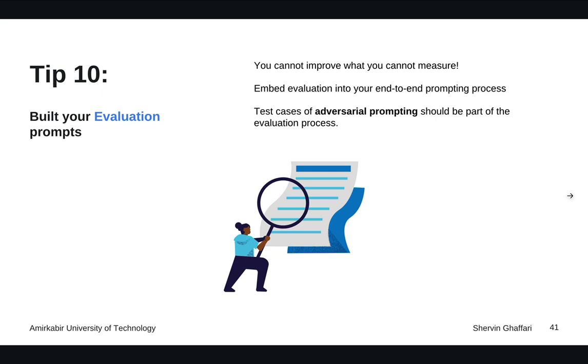And build your evaluation prompts using adversarial prompting techniques for improving the model robustness. It actually lets your model know how to deal with different situations, with different concepts. It improves the system because you need to define an evaluation method for rating your prompts, because otherwise you cannot actually improve your prompt.